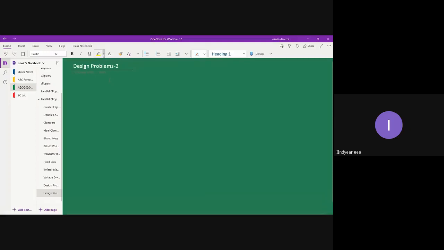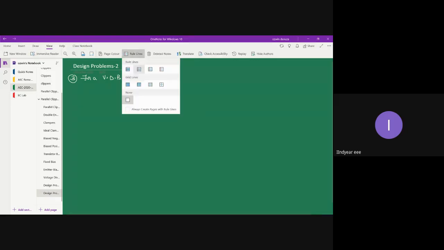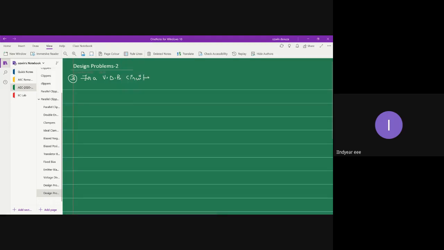So today let us take up a slightly different design problem. It says: for a voltage divider bias circuit, determine R1 and RC for the following specifications.